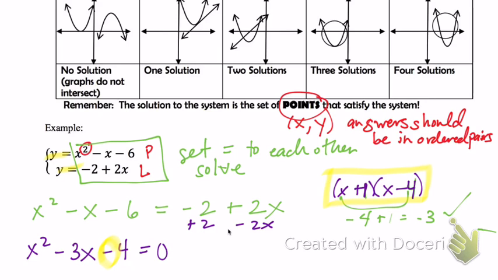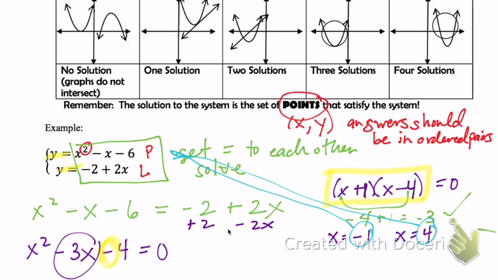If I did 2 and 2 and I checked the outer inner, it wouldn't get -3. Okay, then I want to set each one equal to 0. So x equals -1 and x equals 4. Those are my two solutions, but I want my answers in ordered pairs. So I have to take it one step further and plug -1 and 4 into one of the originals. Either one will work.